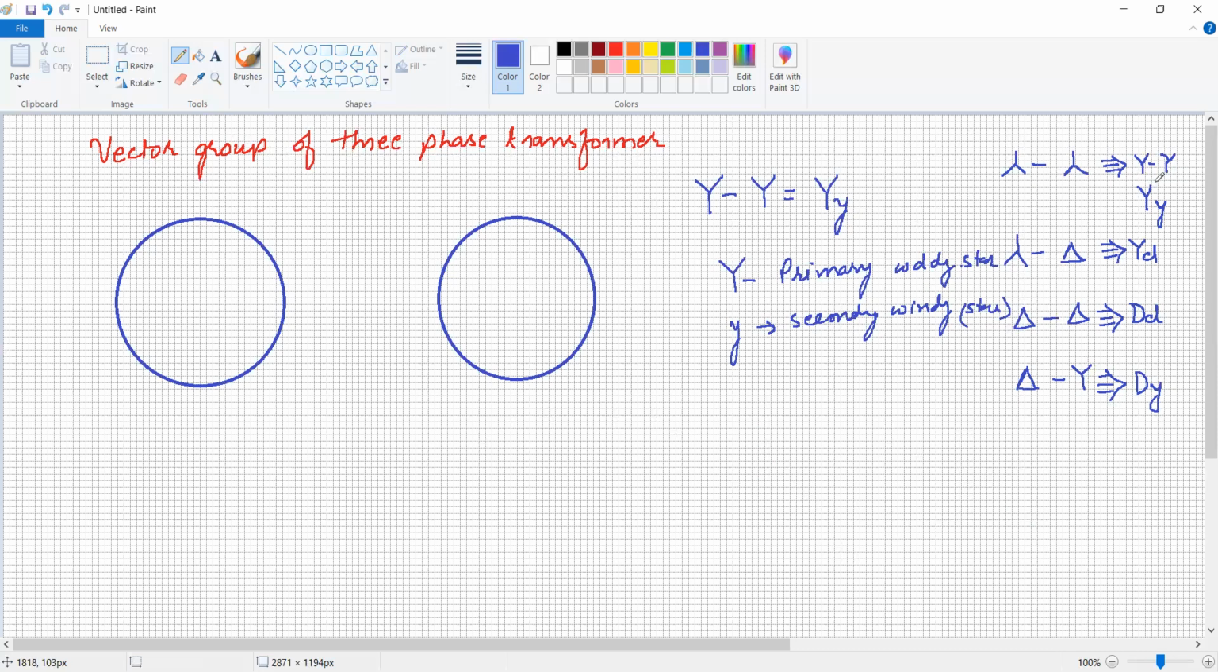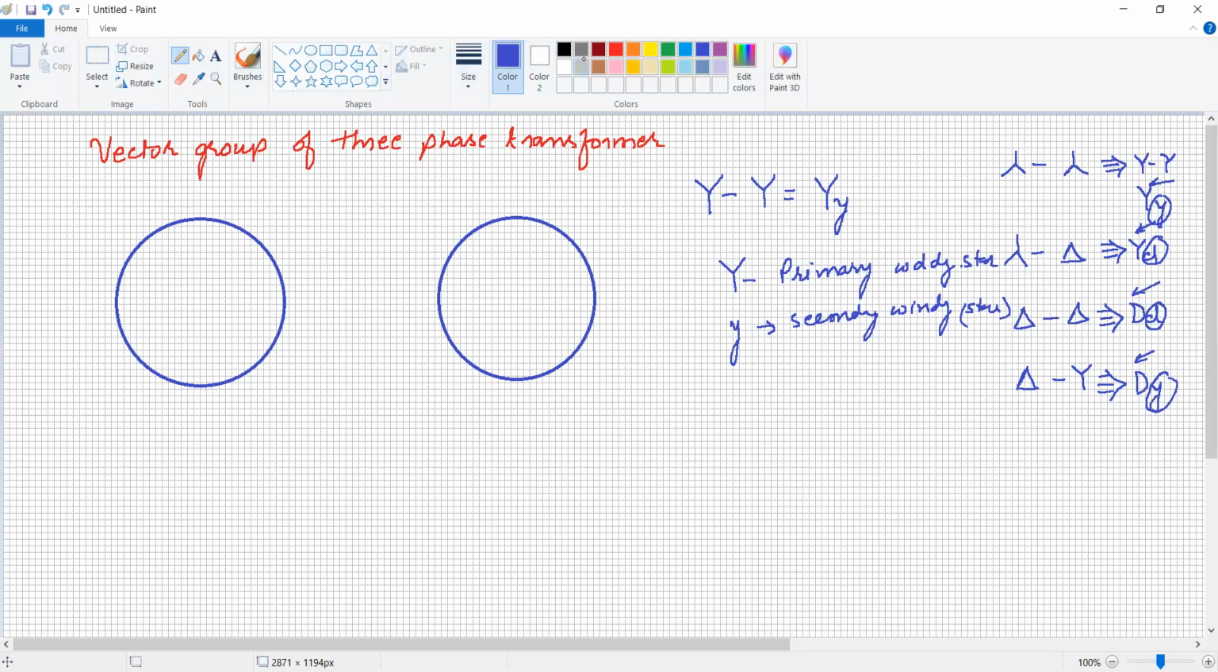So here is the representation of the primary winding, and the second letter stands for the secondary winding, and it is always written as a small letter. It means the primary winding is star connected and the secondary winding is delta connected, as written on the nameplate of the transformer. For any three-phase transformer, whether a power transformer or distribution transformer, the nameplate indicates this.